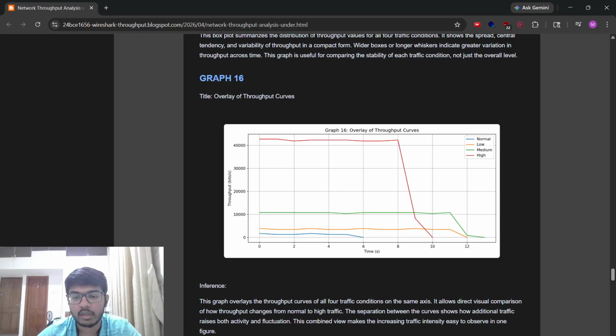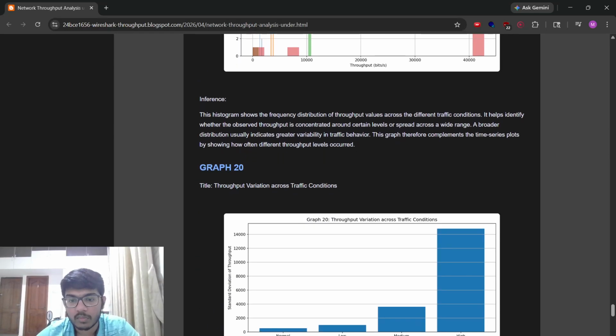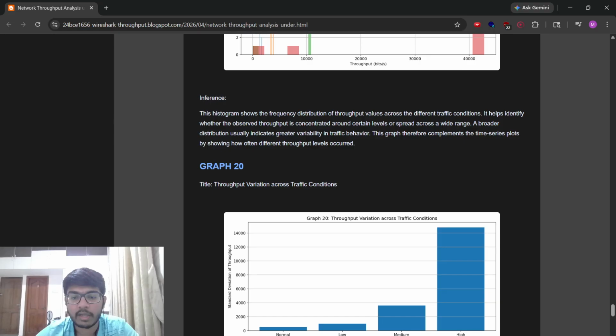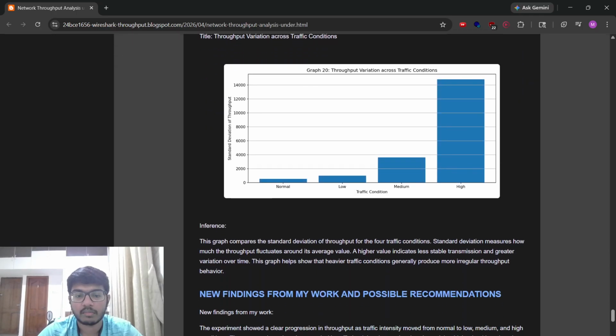Graphs 16 to 20 provide higher level analytical views of throughput. These include overlay comparison, normalized comparison, cumulative transferred bits, histogram of throughput values, and throughput variation using standard deviation. These graphs are useful because they show not only throughput level but also pattern similarity, total traffic volume, value distribution, and stability.